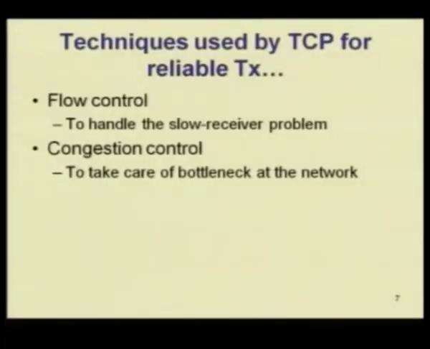Now remember that we already looked at flow control when we talked about the data link layer. There we talked about flow control just across a single link. Here we talk about flow control from a process to a process. So there is an end-to-end flow control that is implemented by TCP. Next thing that we have is congestion control. Now congestion control again is done to take care of the bottleneck at the network.